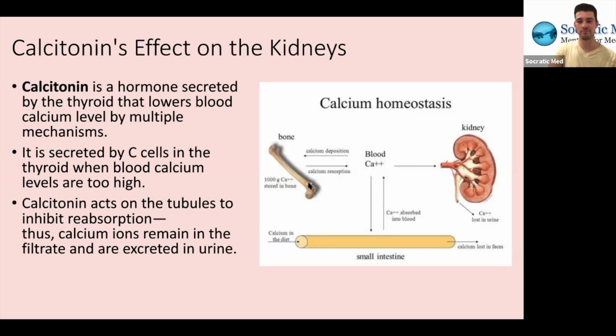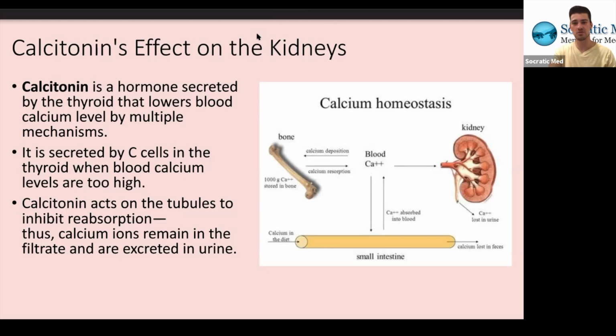Calcium deposition onto the bone, calcium resorption back into the blood. It acts on the small intestines too, but in the scope of this lecture, all I really care about is the kidney and how that works. And it's pretty simple, the concept. It just acts on the tubules to inhibit reabsorption of calcium ions. So basically, your nephron would absorb calcium ions normally, and if there's too much in the blood, calcitonin is released, and it tells the kidney to excrete them instead of absorbing them back up. That's really all the effects calcitonin has on the kidney.